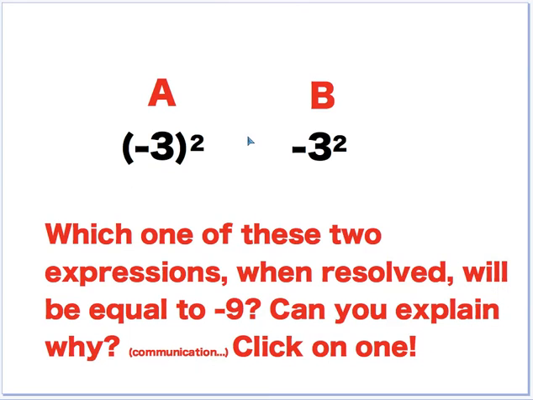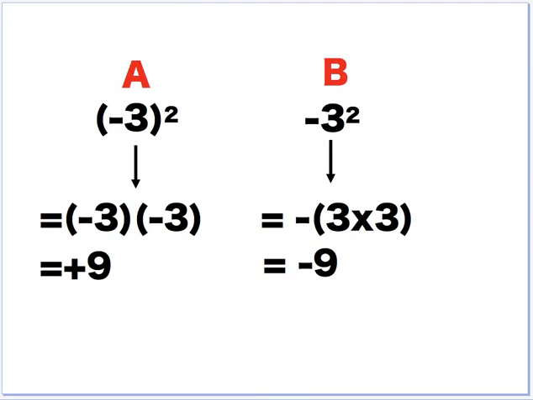All right, let's take a little problem here. There's two choices, A and B. Which one of these two expressions, when resolved, will be equal to -9? So is it A or B? If you think it is A, you're wrong. It's B. And the reason why is the exponent belongs to the number or whatever is to the left.